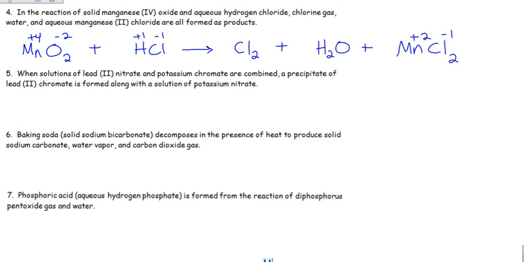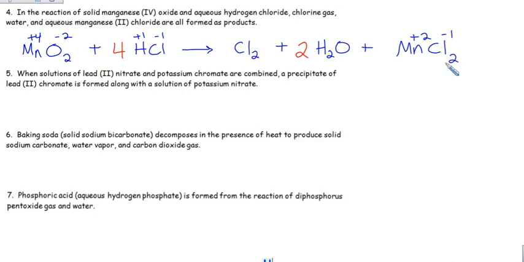Manganese, manganese, 1 on each side. Here's 2 oxygen. I'm going to want 2. So let's double the water. Now that's going to give me 4 hydrogen. 4 hydrogen. And look at this. 2 chlorine and 2 more. Done. That wasn't so bad.